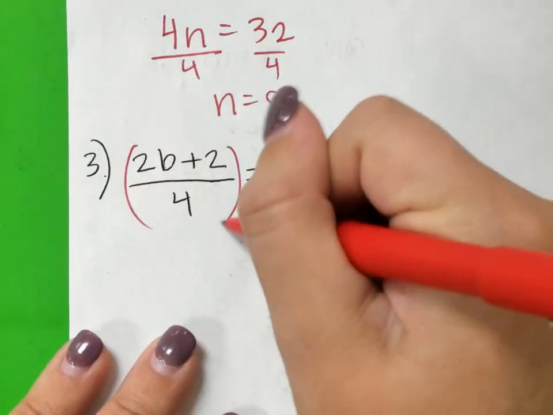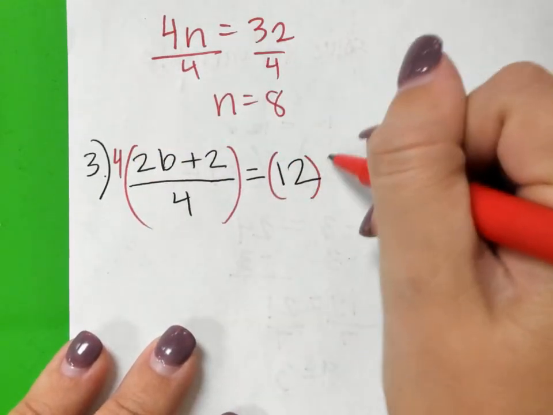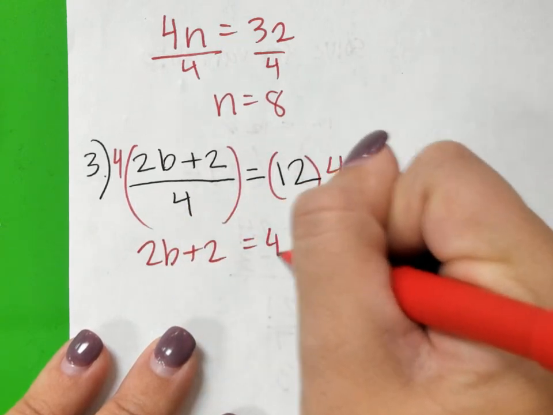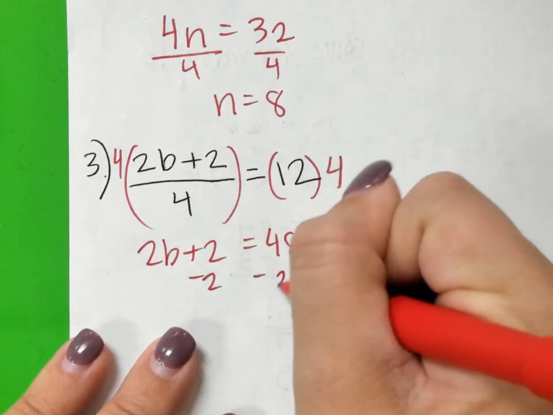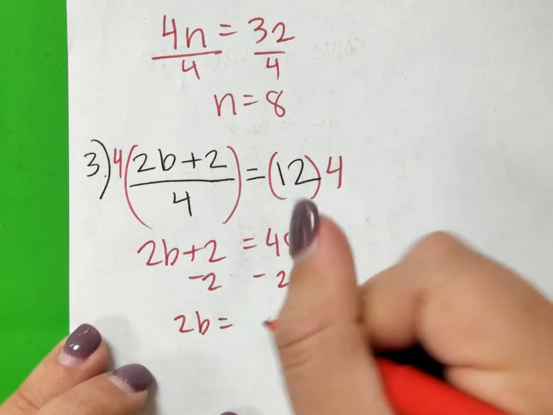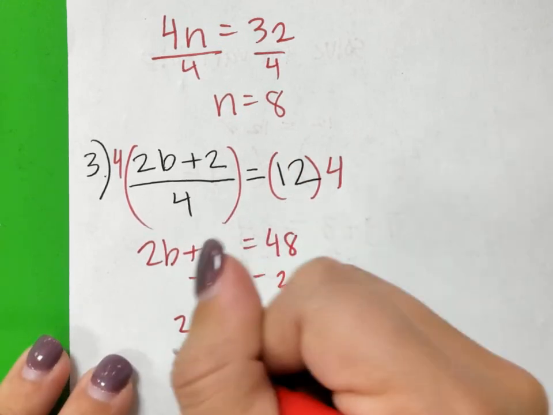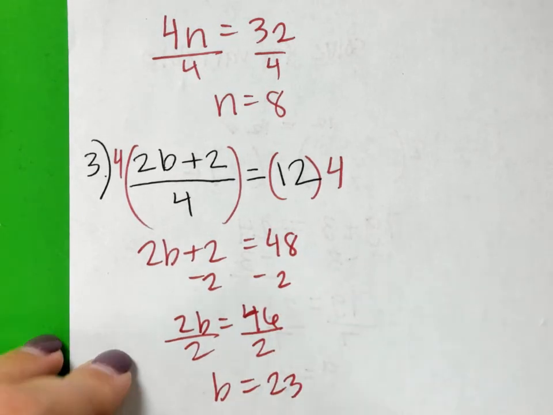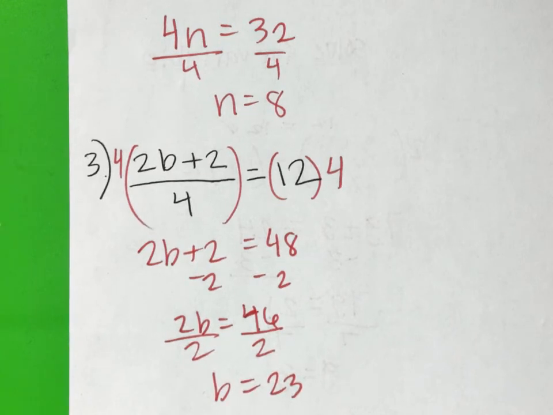Alright, what about number 3? 23. You're multiplying both sides by 4. So 2b plus 2 equals 48. Subtract 2 from both sides. 2b is then equal to 46. Divide by 2, and b is 23. Thank you. Alright, any questions?